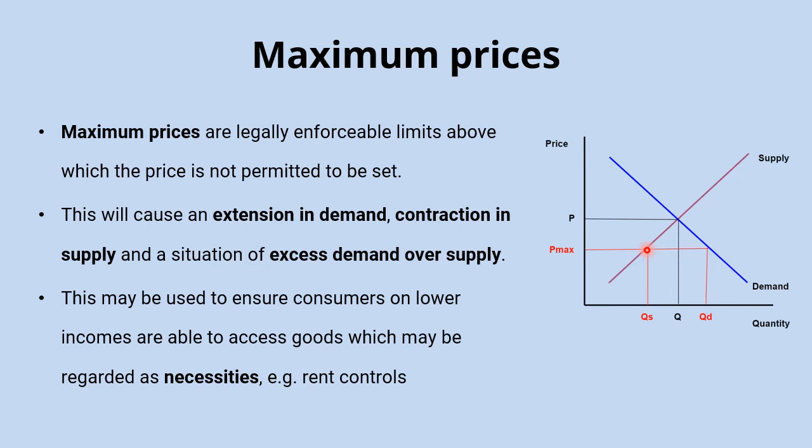So probably the most common example would be the use of rent controls to try and ensure that consumers are not exploited with really high prices for their rent and for somewhere that they need to live. So it's a necessity type good, and the maximum price is set to ensure that landlords are not exploiting them and not charging them a really high rate for their rent, and so the consumers and the tenants can afford to live where they need to live.